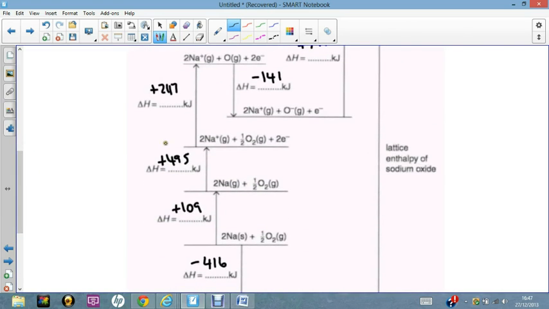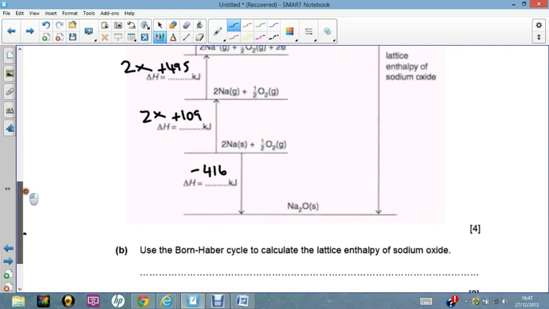On this cycle, we really need to show that here we've got 2 Nas, so we're going to do 2 times that number. 2 Nas there, so we're going to do 2 times that number, and it really is good practice to show that on your diagram.